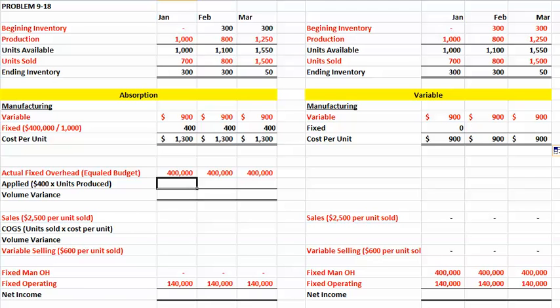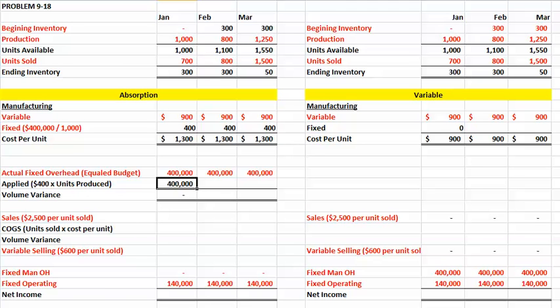If we look at our manufacturing overhead account, we're told that our actual fixed overhead will equal our budget. And our applied is going to be our $400 per unit multiplied by our units produced right up here. So units produced, 1,000 times $400 per unit. In the month of January, we will have nothing in terms of any over or under applied fixed manufacturing overhead. So our volume variance is 0.